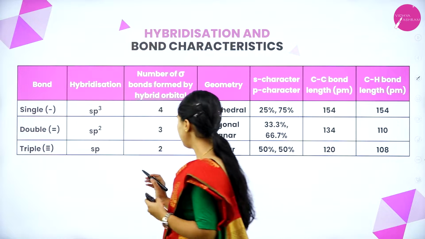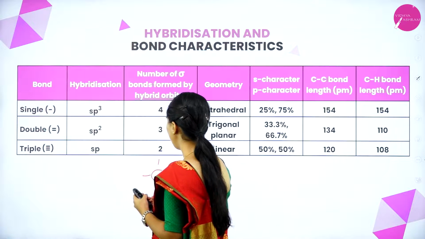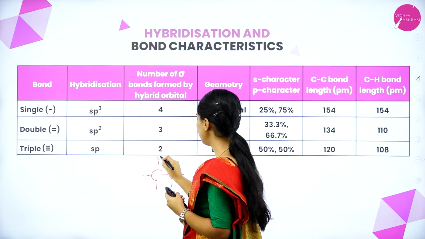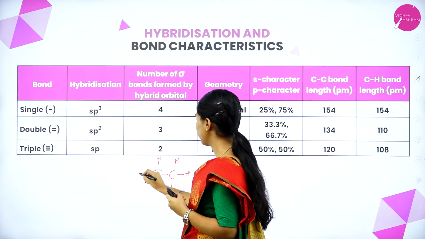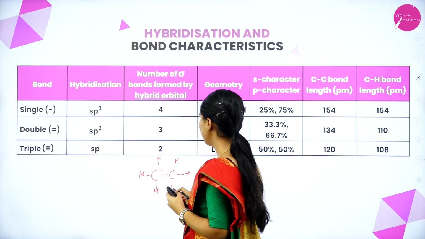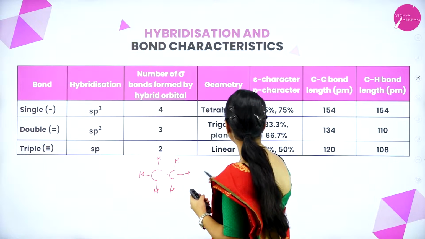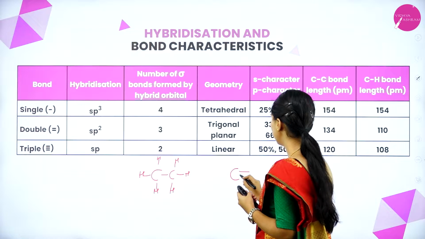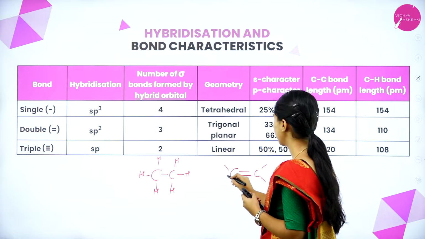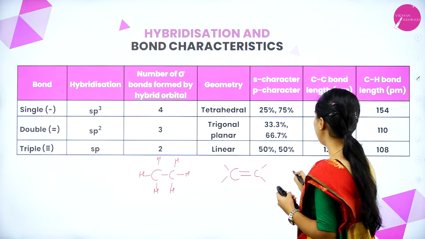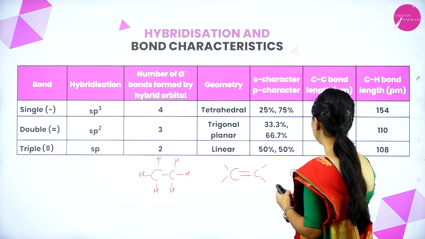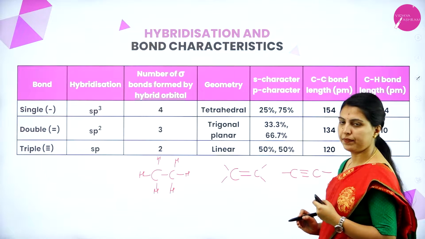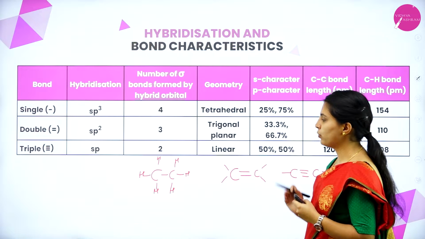See here, sp3 means all are single bonds, carbon-carbon, and this is carbon and hydrogen. All are single bonds. This is the first one we have seen, the carbon-carbon bond and carbon-hydrogen bond. If you want to see double bond, this is the double bond, that is sp2, and this is sp hybridization in triple bond. Okay, these are the kinds of bonds with respect to hybridization.